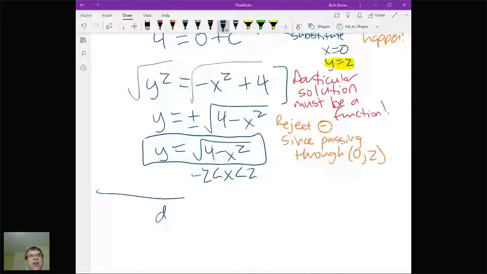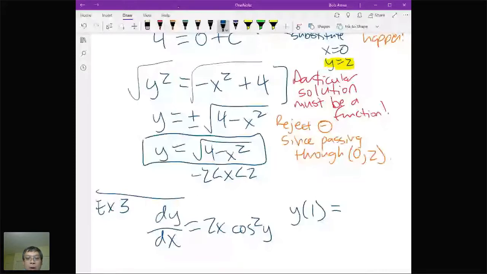And if you look at the original thing that I wrote, I said that the particular solution passes through 1 comma pi. Another way you'll see this written, I think this is the most common way, is y of 1 equals pi. So this is what we call the initial value or the initial condition.